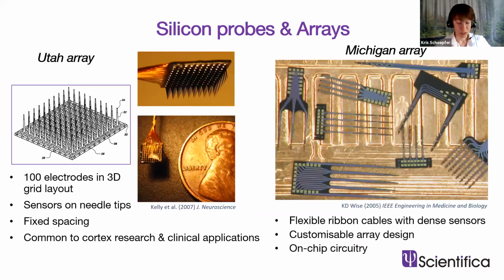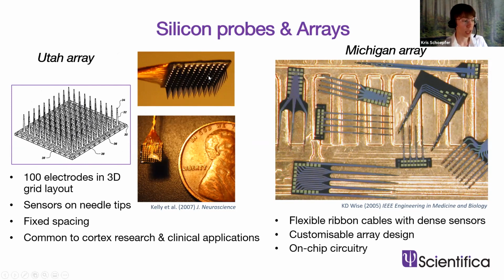And I also wanted to just briefly touch on the Utah array and Michigan array. These are different styles of these kind of linear probes. So the Utah array, this is a 10 by 10 grid where the sensors are just on the tips here. And this is most common to cortical researchers, both for human research and preclinical research. And right, the spacing is rather fixed.